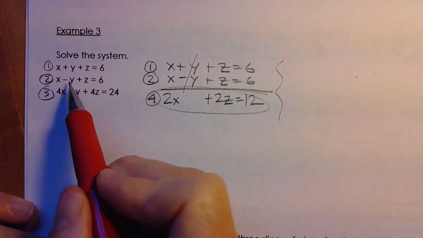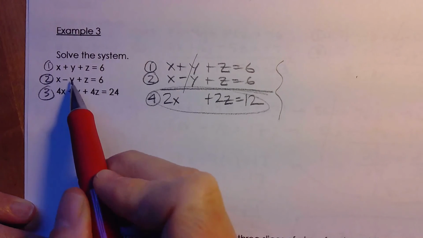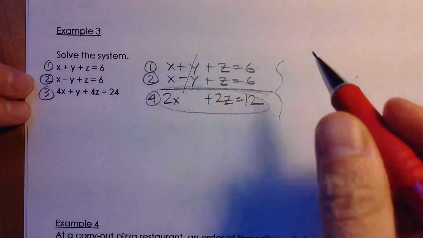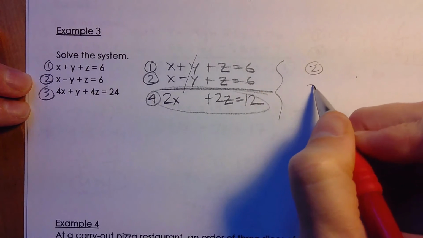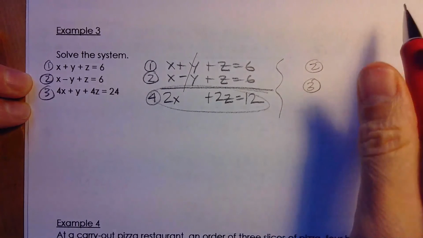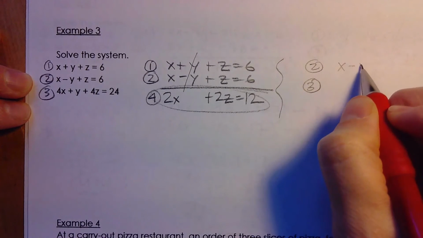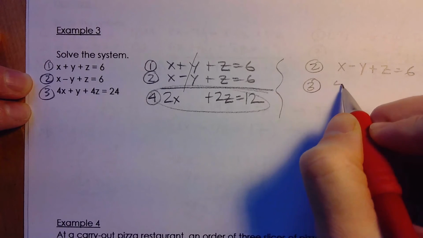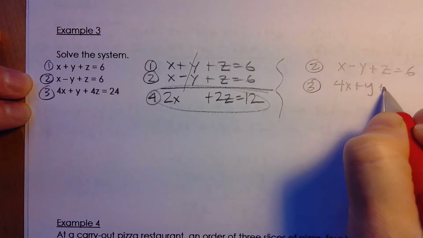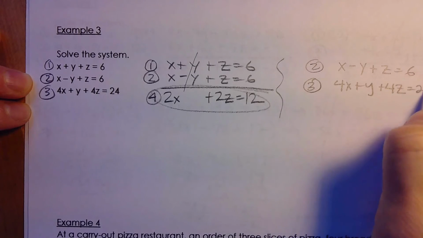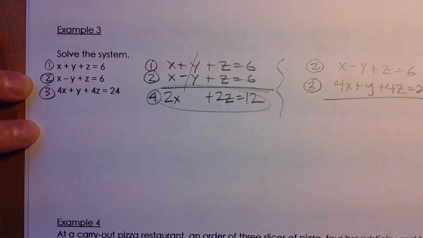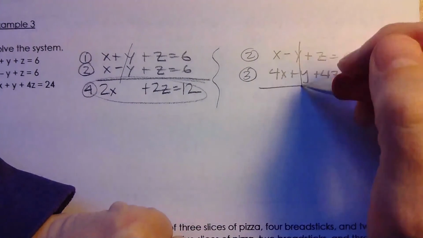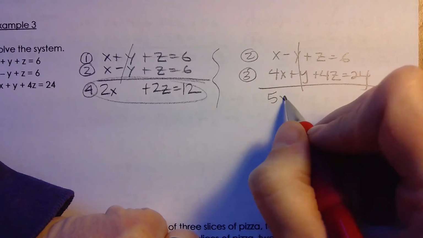All right, and now I think I'll go for the y's again. So now you need to pick a second pair and eliminate the same variable. It's going to be easiest if I use equations 2 and 3, and I don't have to alter them at all because the y's are just going to naturally cancel out when you add them together. All right, so we'll go ahead and add these guys together. The y's are eliminated, hence the elimination method.